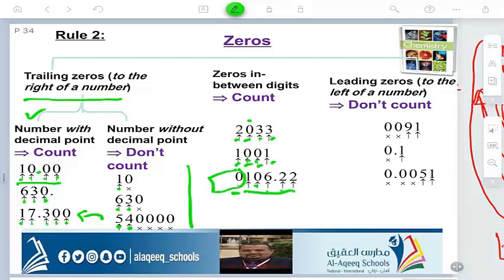The third case of zeros: if the zeros are on the left-hand side, with or without a decimal, we don't count them. Look, here there are two significant figures only, we don't count them. Here one significant figure only, we don't count this, even with a decimal here. Here two significant figures, even though we have a decimal, we don't count these three zeros, so we have two significant figures here.